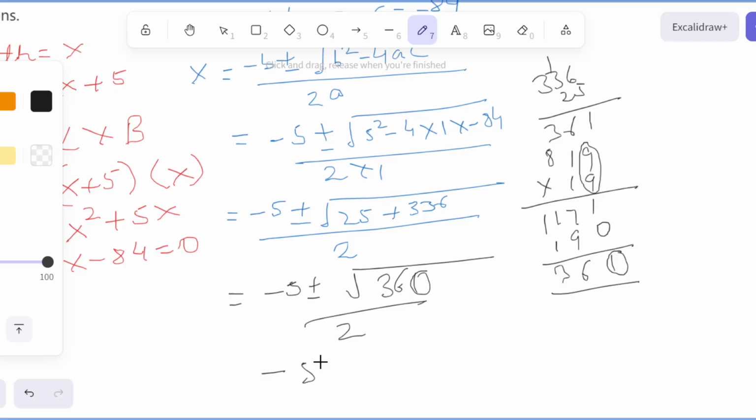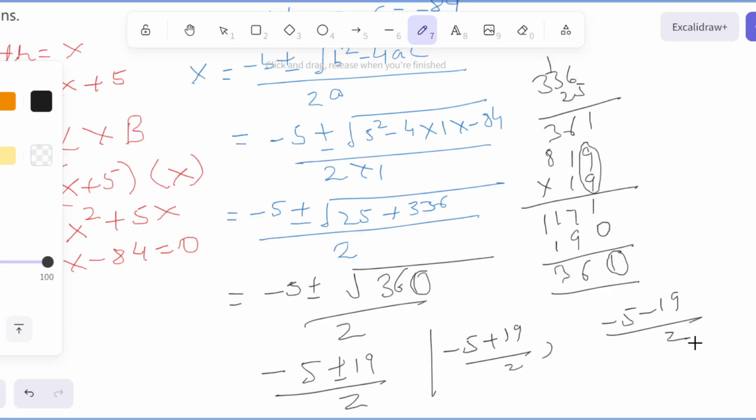So this will become minus 5 plus minus 19 upon 2. Now you take the positive value for one, and the negative value for the other. If you take the positive value, you get 14 upon 2, which is 7. And if you take the minus value, then it will be minus 24 upon 2, which is minus 12. We cannot take this one because length or distance cannot be negative. So we'll go with this.